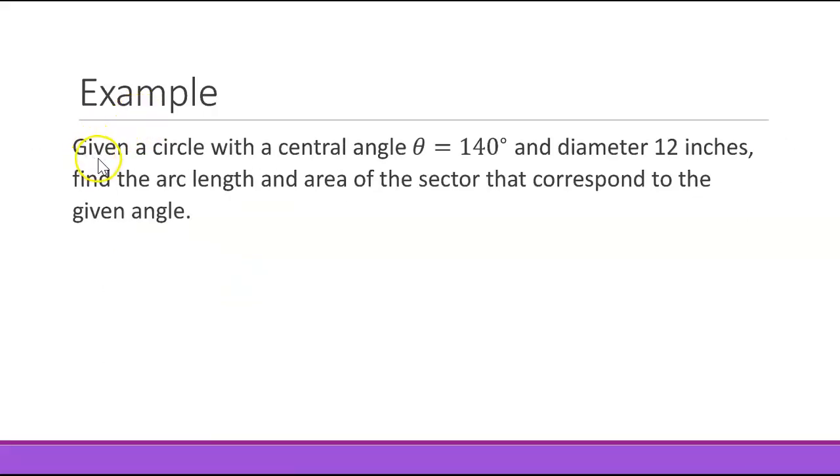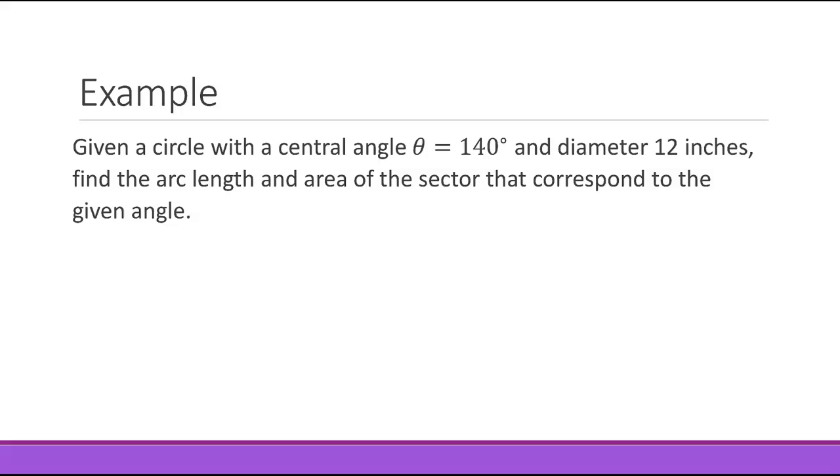Let's look at an example. Given a circle with central angle theta equals 140 degrees and diameter 12 inches, find the arc length and the area of the sector that correspond to the given angle. So first thing I have to recognize is that the angle I'm given is in degrees. So to use the formulas, I have to convert the angle theta to radians.